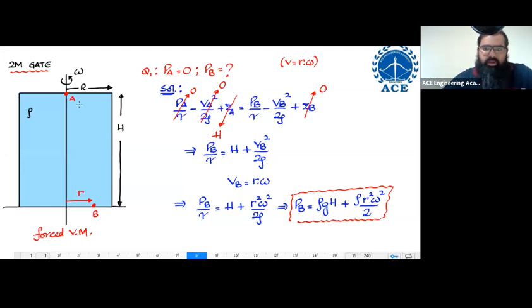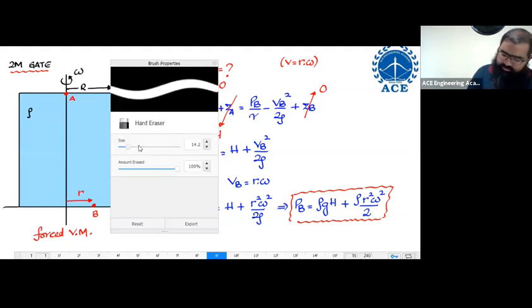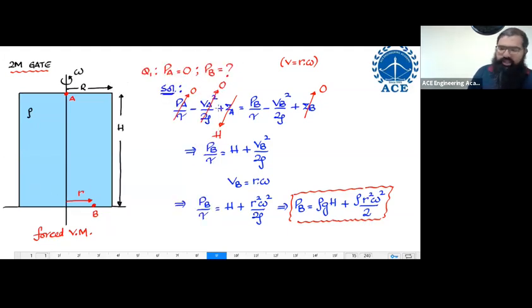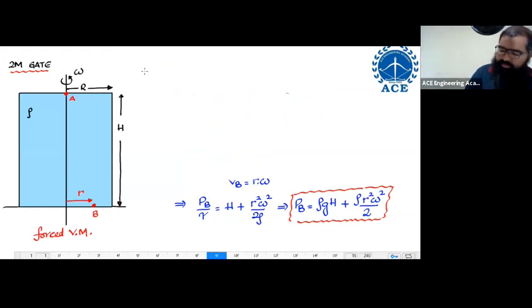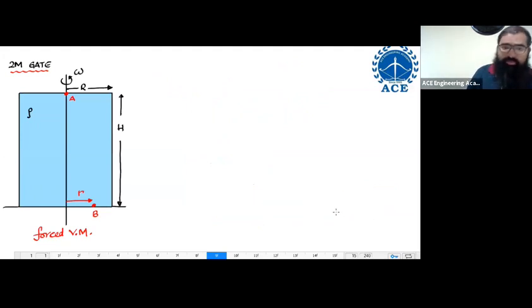Okay. Now moving further, once I've got the value of PB, now comes my second question. Look at my second question now. You can take a snapshot if you want quickly. My second question is, once you have the value of PB, I want you to get how much is the force acting on the bottom plate over here.